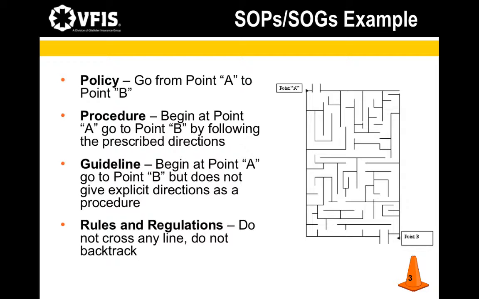When thinking about the different types of policies or guidelines, we can think of it like a map that gives us some clear instructions. A policy tells us to go from point A to point B, but we don't really have the how. A procedure lists the steps for us, so we need to begin at point A, go to point B by first doing XYZ, then 1, 2, 3, then stop. A guideline tells us to go from A to B, but doesn't necessarily give directions like a procedure does. And lastly, rules and regulations give lots of specifics, such as do not cross any lines, do not backtrack.